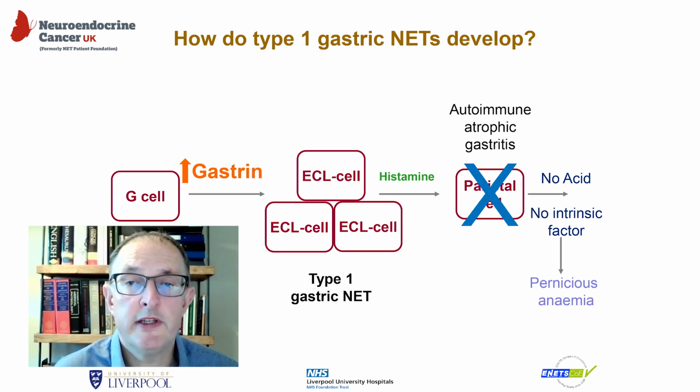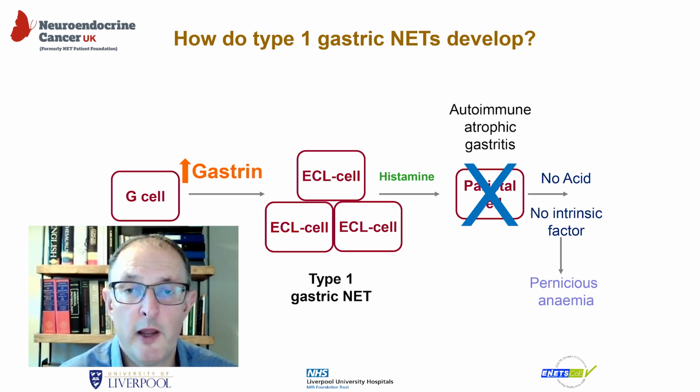So let's move on now to discuss the three types of gastric neuroendocrine tumour in turn. This is how type 1 gastric neuroendocrine tumours develop. Unfortunately, I can't use a pointer to take you through this slide because of the filming, so I'll try and explain it in a little more detail.